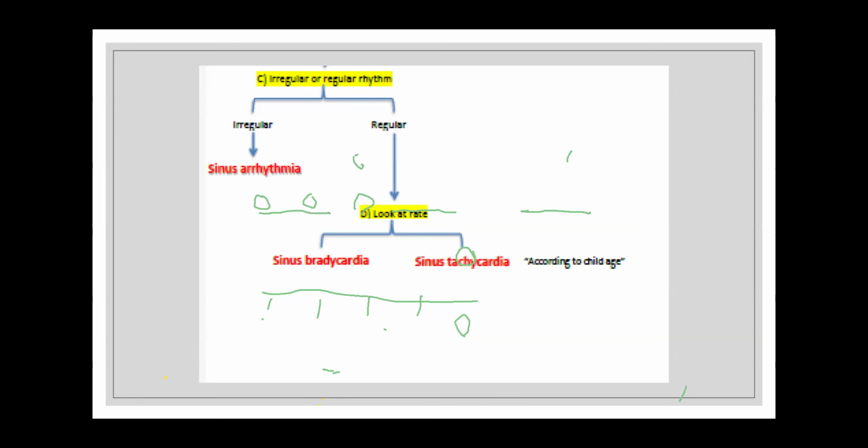But if your rhythm is not regular, okay, not regular. What do you mean by not regular? Regular का क्या मतलब है? RR waves का distance same नहीं है. That means it is irregular.